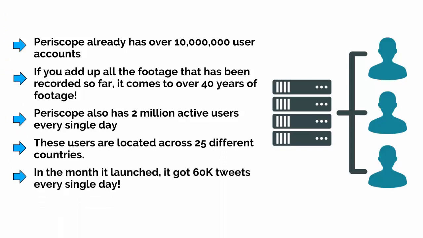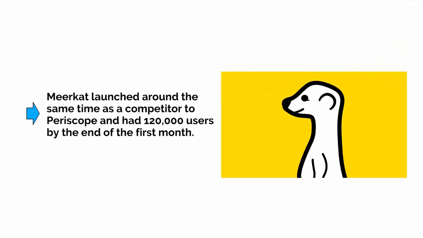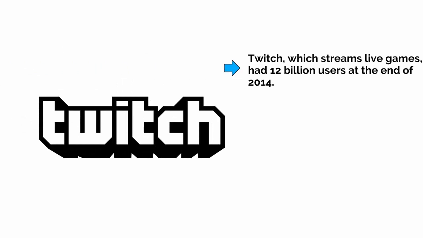In the month it launched, it got 60,000 tweets every single day. Twitter definitely believes in the potential of Periscope in particular, seeing as they were willing to invest an incredible $100 million to purchase it. And Periscope isn't the only success story in this category either. Meerkat launched around the same time as a competitor to Periscope and had 120,000 users by the end of the first month. Twitch, which streams live video games, has 12 billion users at the end of 2014.